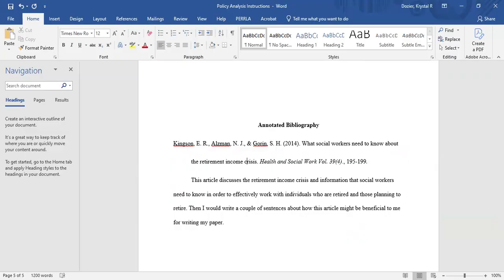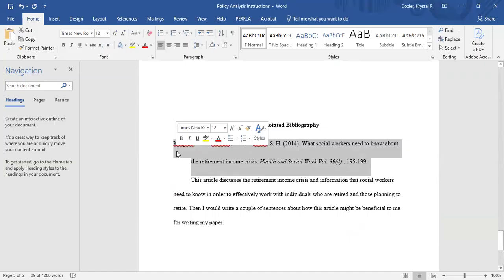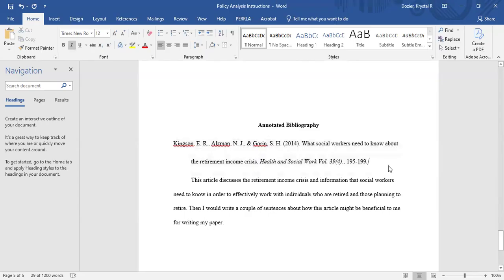So, as we look at our annotated bibliography, first you see that your heading, your introduction, is the article referenced in APA formatting. And so if I use this article in my paper, because it's APA formatted, I can take this and put it on my reference page, okay? So make sure, and this is just another opportunity for you to practice that APA formatting for your reference page.